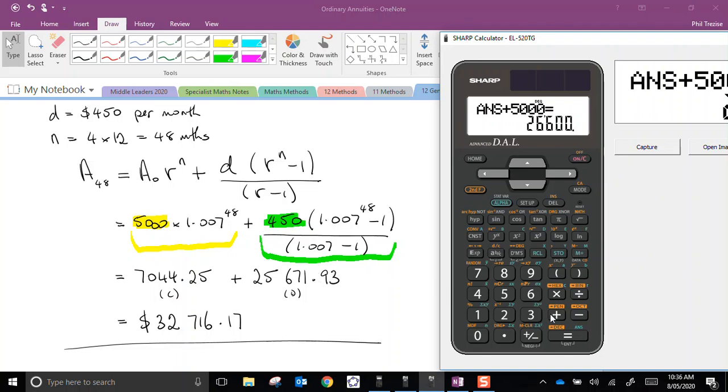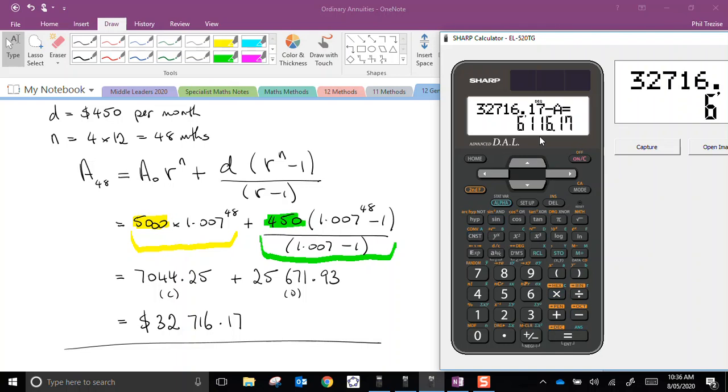But altogether, now let's go... I'll just have to, oh no, I won't remember, I'll store, won't I? Let's store that. Now, I can store it in memory A. I've finished with the other stuff, so I don't really care that I've written on top of what was in memory A. Let's go $32,716.17, and let's subtract that number that we stored. That's how much total interest was added.